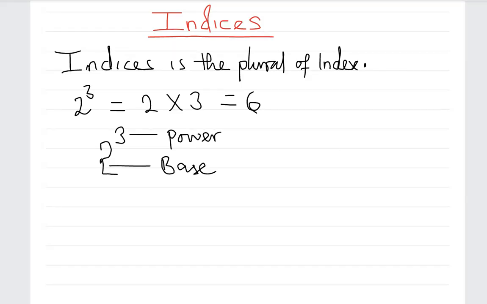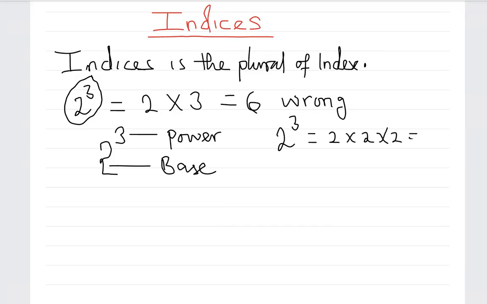Very simple. If you have something like 2 raised to power 3, there is a general misunderstanding about indices that students think that 2 raised to power 3 is 2 times 3. This is a very wrong expression. Are you seeing that? 2 raised to power 3 actually means 2 in 3 places. That is 2 times 2 times 2, which will give us what? 8. Do you understand that now? So this is the correct way of expressing a number in terms of power. So we have 2 raised to power 3, which means 2 in 3 places, not 2 times 3.